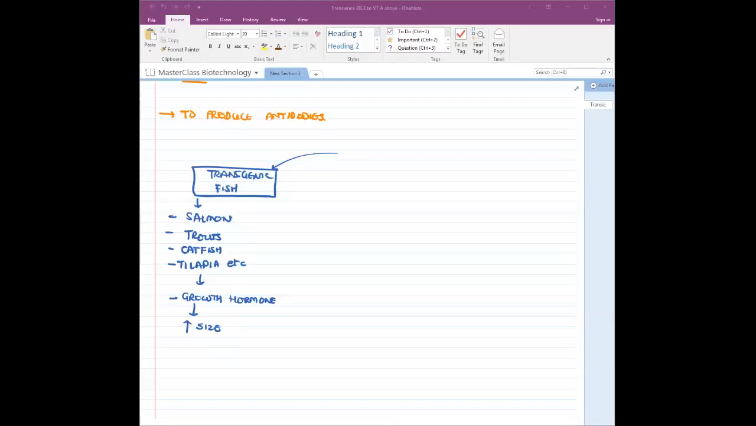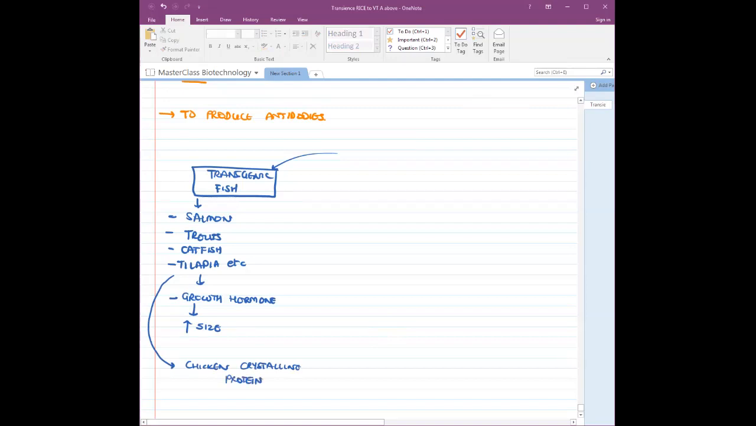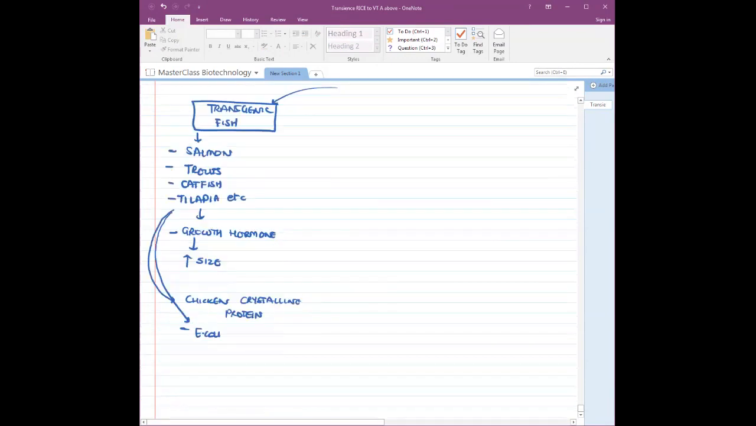Okay, so guys, we are going to use this to increase the size. Apart from this, we are going to use it to improve the taste and so on. We can also make use of the chicken crystalline protein. Along with this, we are going to make use of another gene, the E. coli hygromycin resistant gene, meaning it is not going to be affected by E. coli.